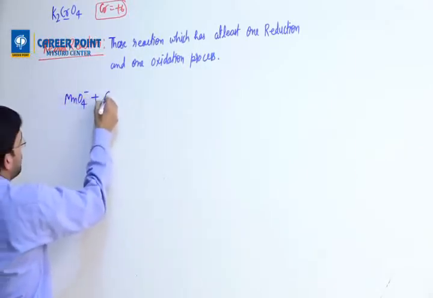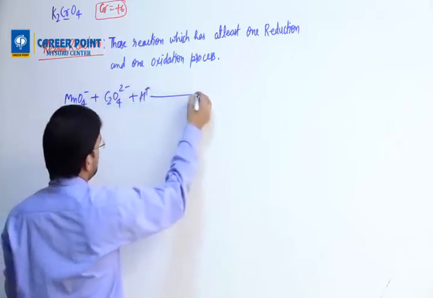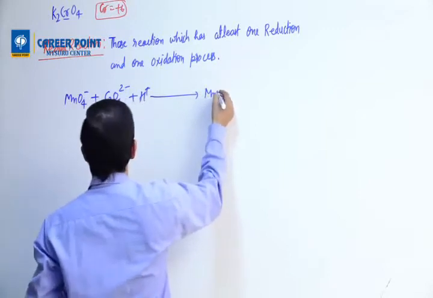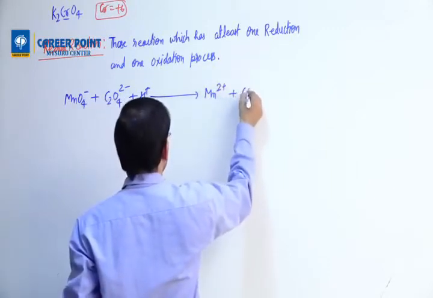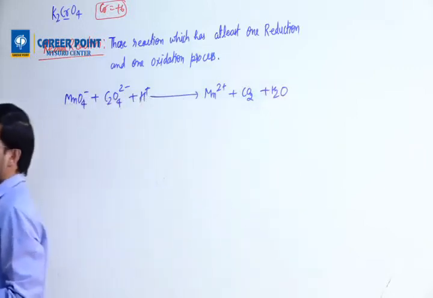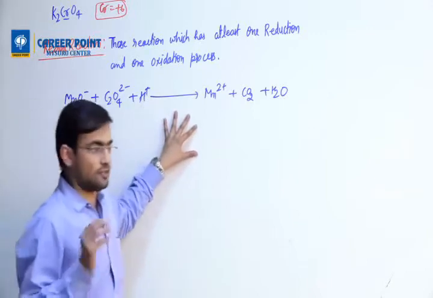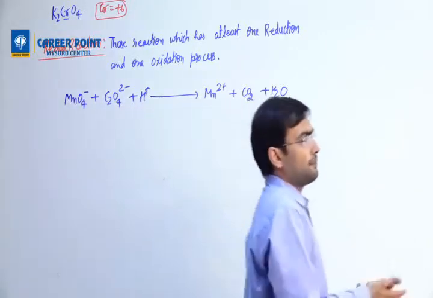MnO4 minus plus C2O4 2 minus plus H plus gives rise to Mn2 plus plus CO2 plus H2O. Now you tell me whether it's redox or not. Is this reaction which I have written redox or not?